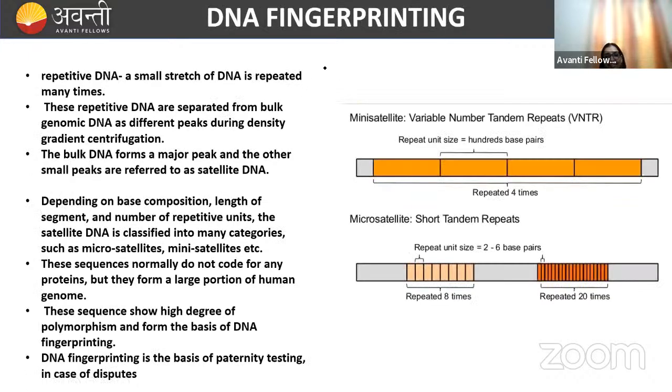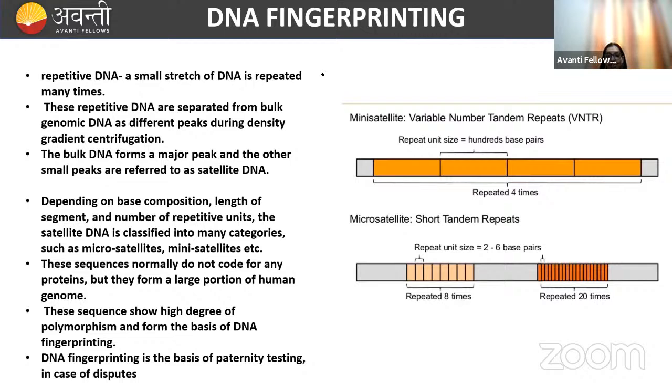Next one is DNA fingerprinting. We know that the human genome consists of a large portion of repetitive DNA, right? And we also know that these repetitive DNA are non-coding in nature. That means they do not code for any functional protein. These repetitive DNA are also known as satellites.